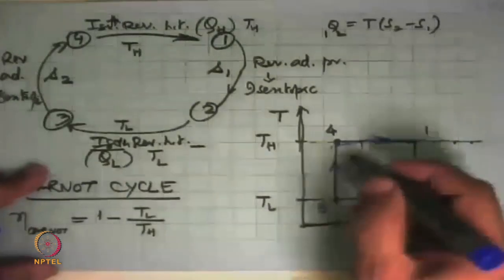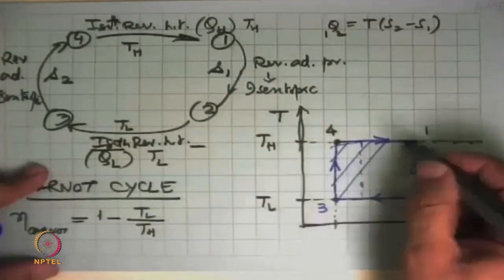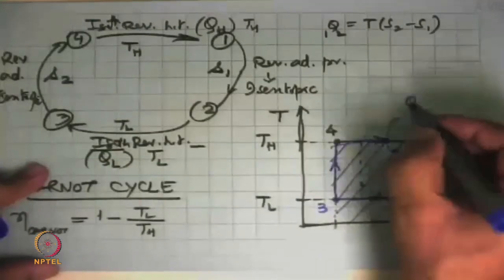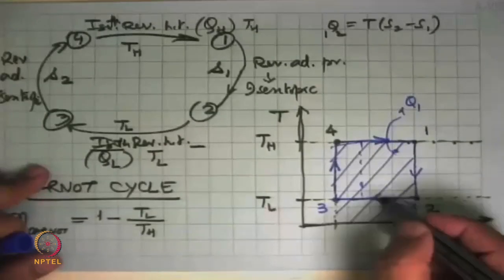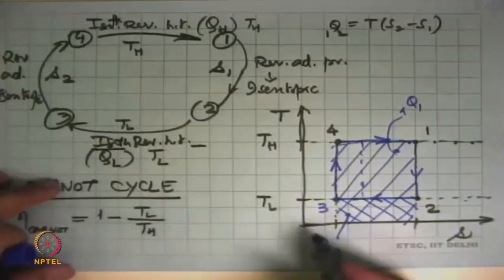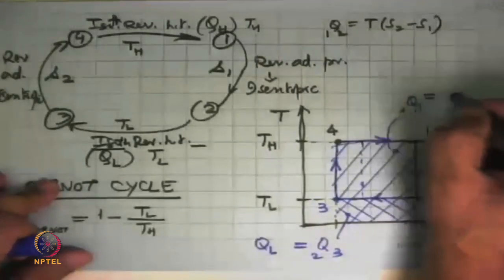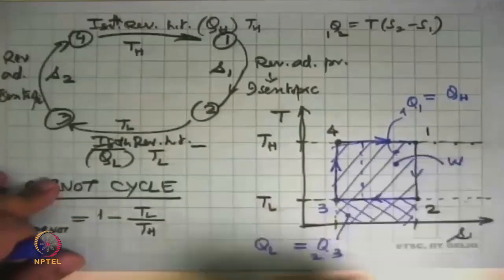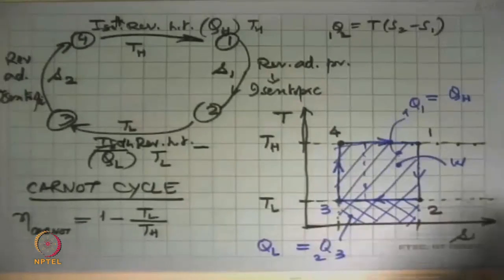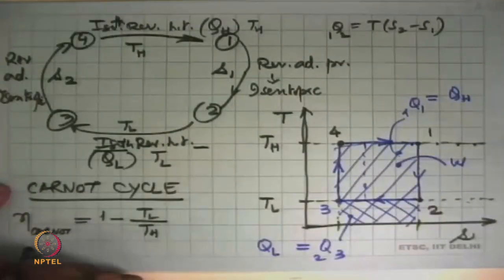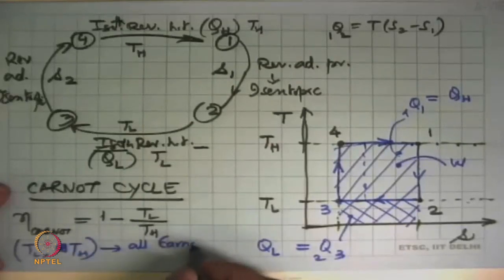What changes is that for 4 to 1, the area under this is Q for this process, and the area under this is Q 2 to 3. This Q 2 to 3 is heat loss to the sink. This is equal to heat input from the source, and the difference, which is the area of this, is the work done by the cycle. Okay, so that's what we have. And another consequence of this definition is that between any two TL and TH pairs, once this is defined, all Carnot cycles have the same efficiency.